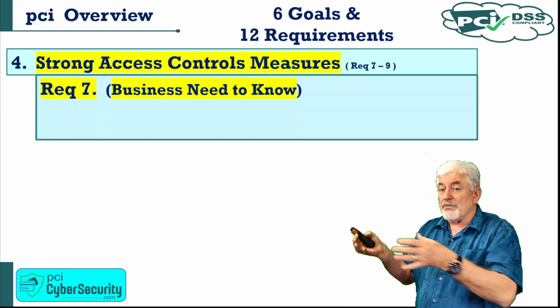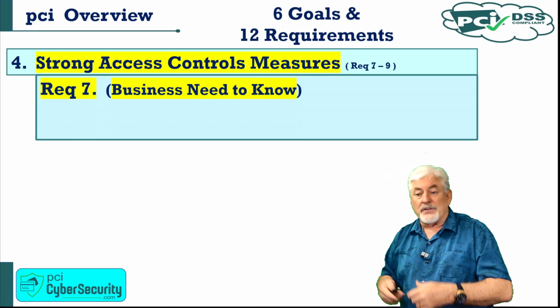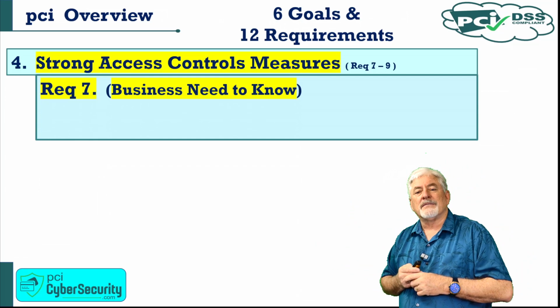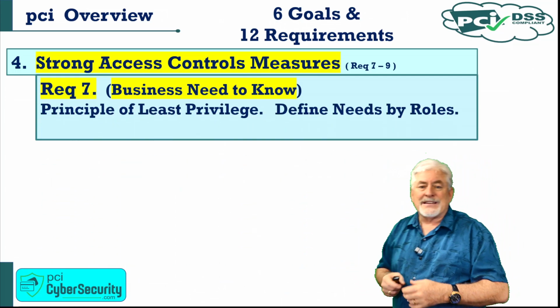And so that sergeant rightly understood that I didn't have a need to be getting into those routers, even though I was, quote unquote, his boss. And so that's what it means by a business need to know. Why? Because of the principle of least privilege.